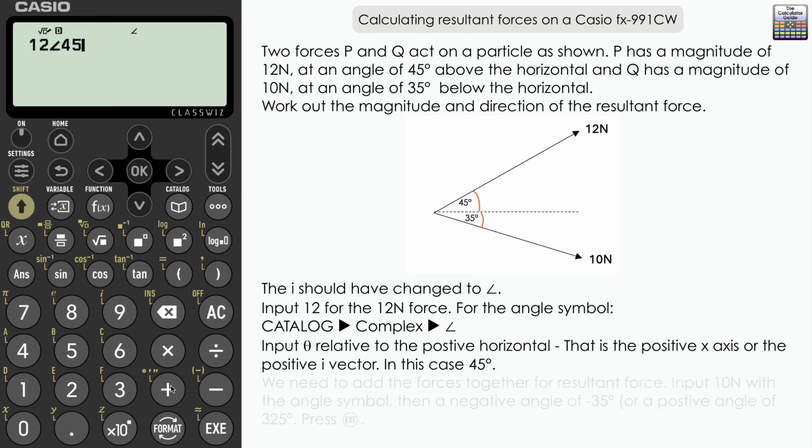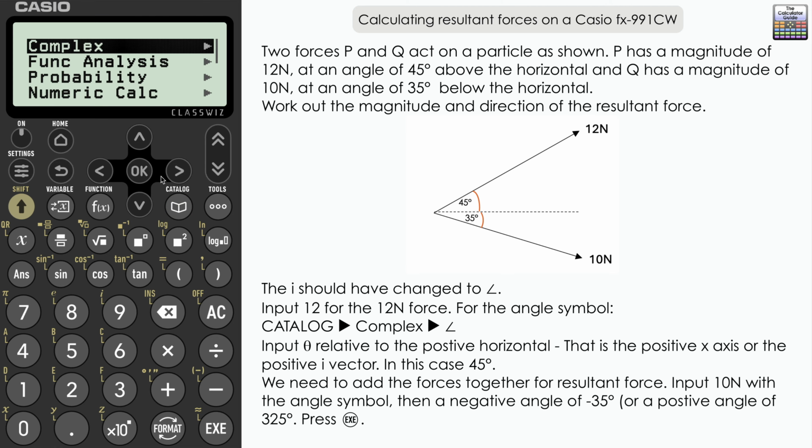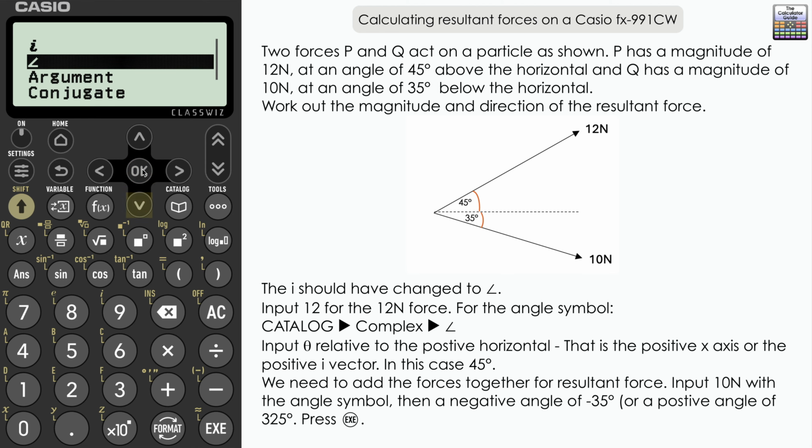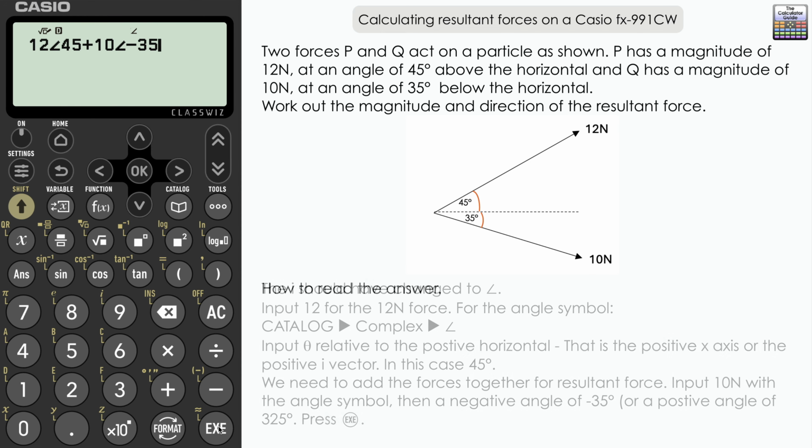Now we're looking for resultant force, so we're going to add these forces together, so plus, and then 10 newtons, and again we want the angle symbol, catalog, complex, and then the angle, and then we want theta. Well, this is below the horizontal, so I'm going to input this as negative 35. Alternatively, you could input this as 360 minus 35, 325 instead, which would be the reflex angle going anti-clockwise. It's up to you, really. I'm going to input that as negative 35. Let's press execute to process that.